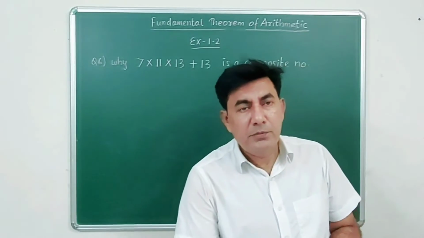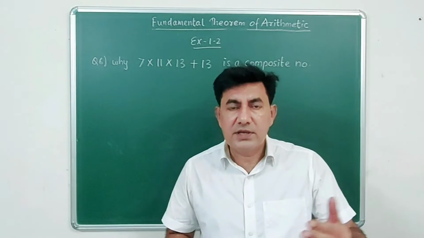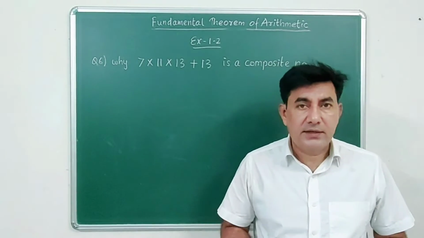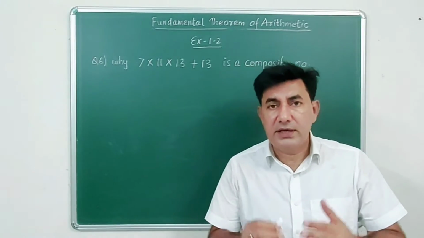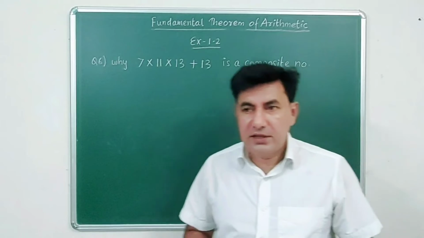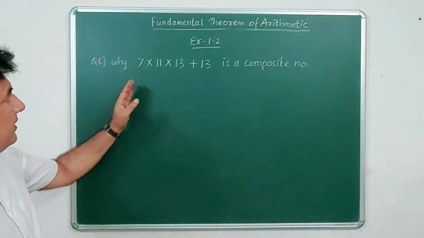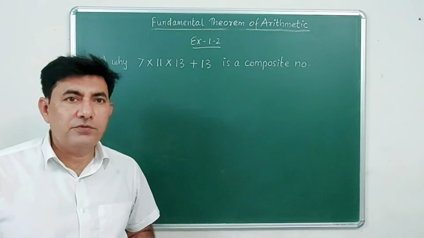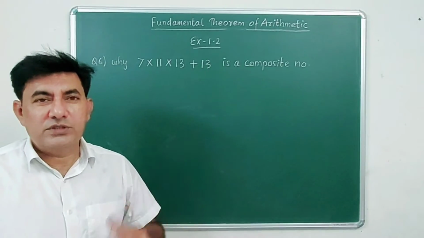CBSE की क्लास 10 की बुक एक्सरसाइज 1.2, बिकॉज 1.1 को तो अभी इस साल सिलेबस से हटा दिया गया है, तो उस एक्सरसाइज का क्वेश्चन नंबर 6 देखते हैं, बिकॉज उससे पहले जो क्वेश्चन है वो मैंने अभी आपको एग्जाम्पल्स देके समझाया हुआ है. ये क्वेश्चन देखते हैं, थोड़ा सा हटके यूनिक क्वेश्चन है. And the question is: why 7 into 11 into 13 plus 13 is a composite number. Proof करना है आपको कि why this number is composite number.